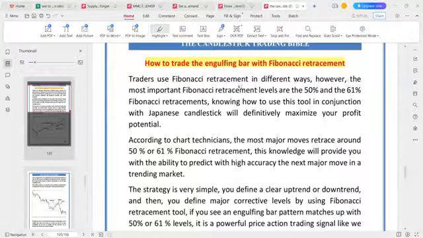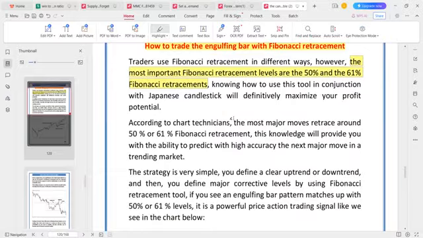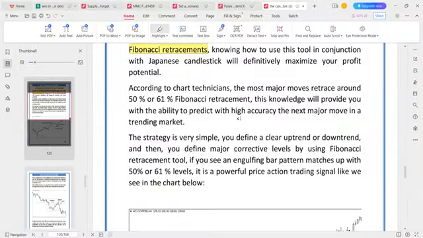So the most important FIB levels are the 50% and 61% levels. Knowing how to use this tool in conjunction with Japanese candlesticks will definitively maximize your profit potential. According to chart technicians, the most major moves retrace around 50% or 61% FIB retracement. This knowledge will provide you with the ability to predict with high accuracy the next major move in a trending market. Okay, so take note, FIB usually works mainly in a trending market.